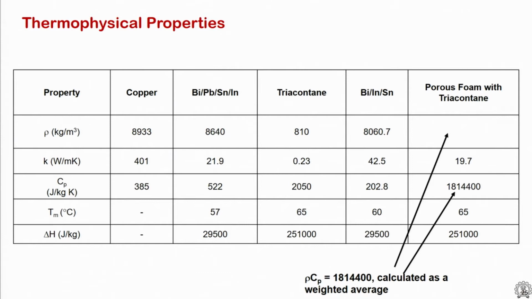The leaded alloy, the metallic alloy, melts at 57 degrees, trioxane melts at 65 degrees, the bismuth indium tin alloy melts at 60 degrees, and the porous foam with trioxane again melts only at 65, because the trioxane melting point is 65 degrees Celsius.